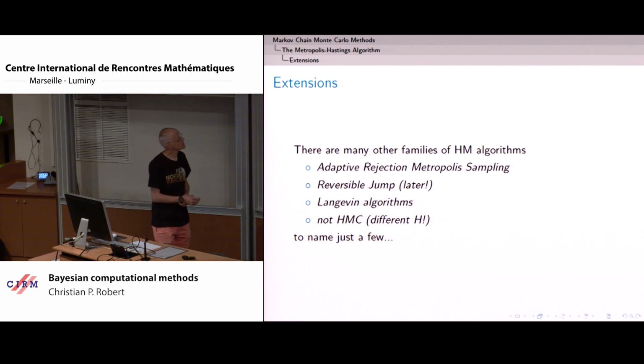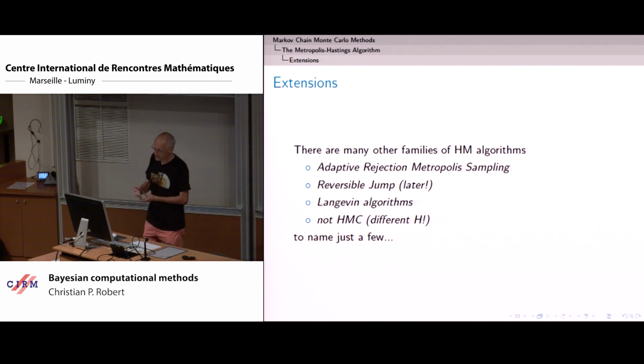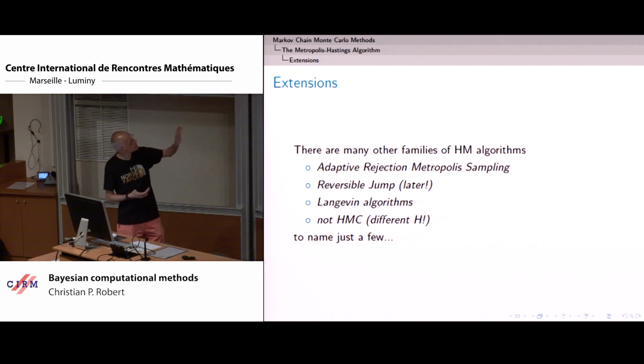All right, so to keep moving, let me introduce a few extended versions of the Metropolis-Hastings algorithms. Not the reversible jump, but Langevin and Hamiltonian Monte Carlo, which is not exactly Metropolis-Hastings, that's a different H.